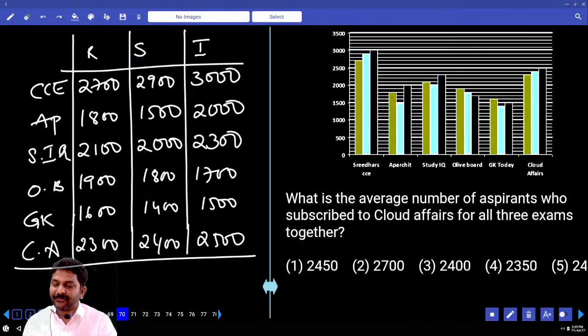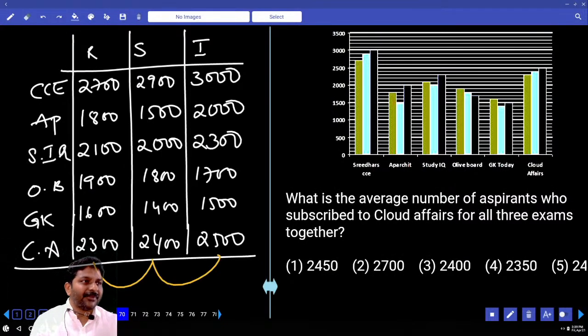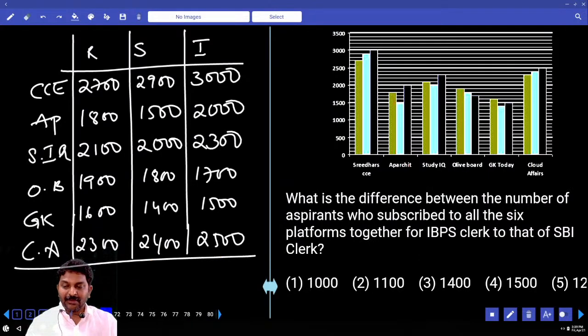What is the average number of aspirants who subscribe to Cloud FIs for all 3 years together? Cloud FIs, these 3 only? If you look at those numbers, they are consecutive numbers, right? The middle number is the average. 2400.